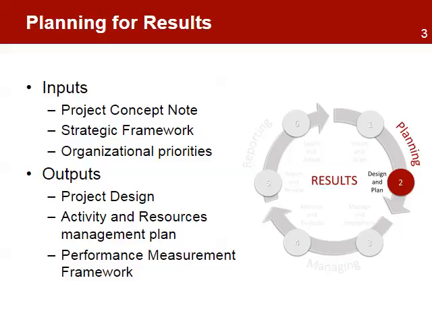The inputs used in this phase include the project concept note, the organization's strategic framework, and priorities set up by the organization's short-term and long-term plans. Outputs of this phase include the design of the project intervention, a detailed work plan, and the performance measurement framework. These outputs will be used in the managing phase of the project.